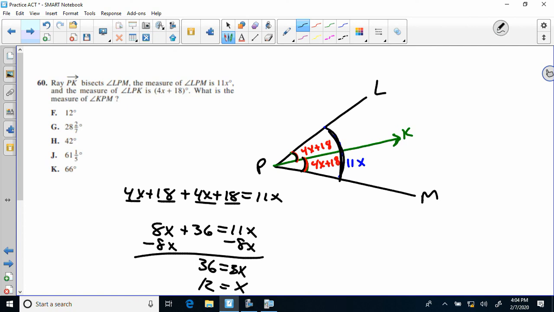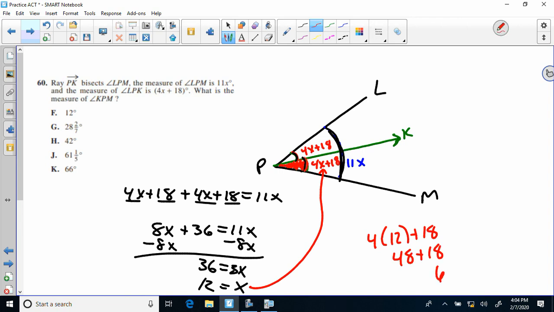It says, what is the measure of KPM? So they asked us to find just this one little red angle right here. So that angle is 4x plus 18, which is 4 times 12 plus 18, because I knew my x was 12 and I plugged it in. So I do 4 times 12, which is 48, plus 18. Is that 66? And so my answer should be the letter K.